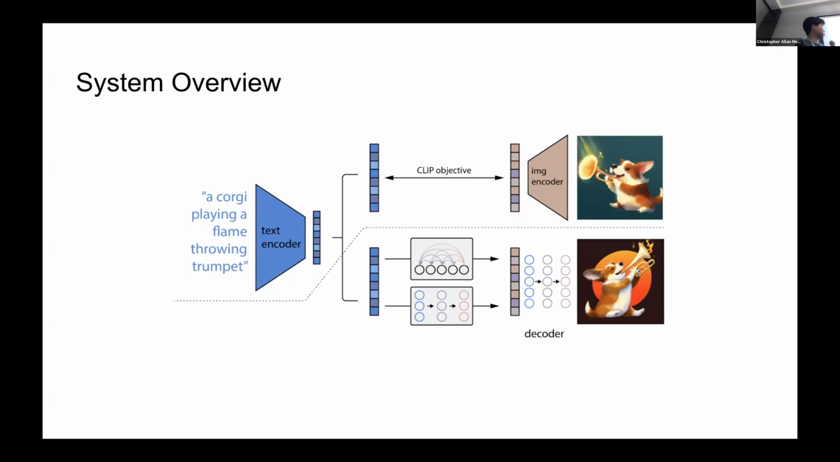And you might be wondering, why don't we use that image encoder in the first place? Well, you want to be able to generate a diverse set of possible images that is consistent with the same text description. And this decoder is able to generate basically an infinite number of images based on the same text input.